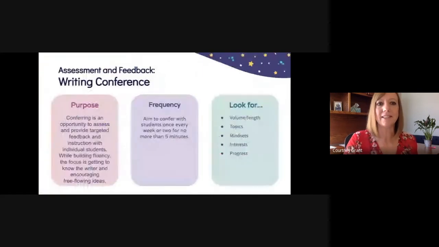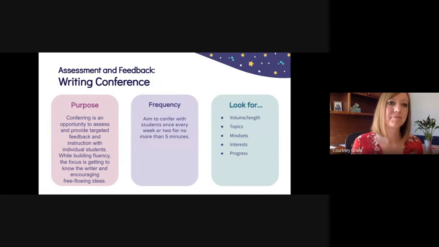Okay, so let's look at some of the components of a writing conference, and let's start with purpose. A writing conference is sitting down one-on-one with a student while the other students are busy working on other writing or other things. It's an opportunity to not only assess students, but also provide some targeted feedback and even some instructional pieces with individual students. While building fluency in your class, the focus on a writing conference is getting to know the writer and encouraging their free flowing ideas.